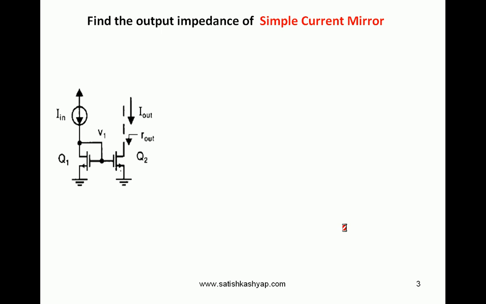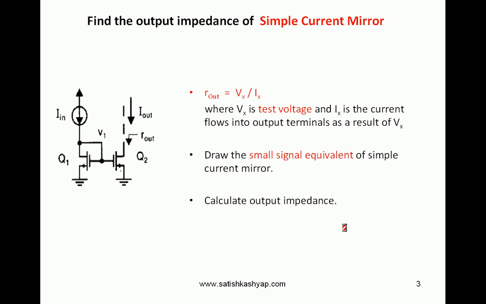For that one we have to apply some test voltage. That test voltage makes some current to flow in this circuit. That is, we are assuming it as test current. If we get the ratio of test voltage to test current, at that time the resulting is nothing but output impedance. So how we are going in this way? We are assuming that Vx is nothing but test voltage, Ix is nothing but test current. So the ratio of these two things is nothing but Rout. Rout is equal to Vx by Ix, where Vx is test voltage, Ix is the current flows into output terminals as a result of Vx.